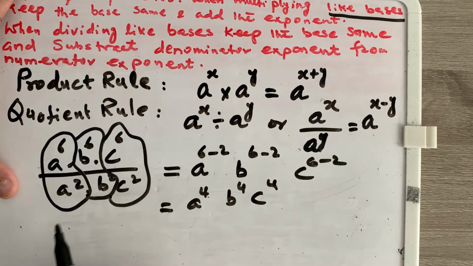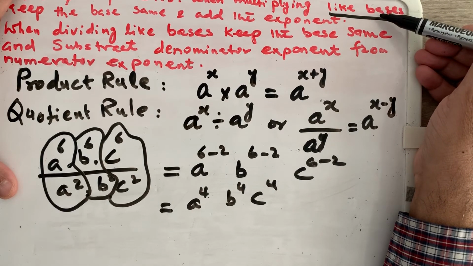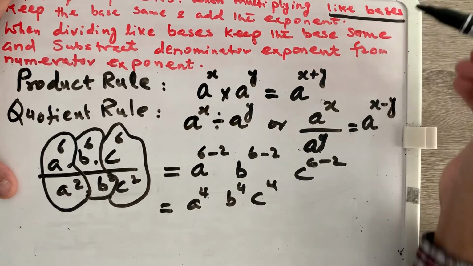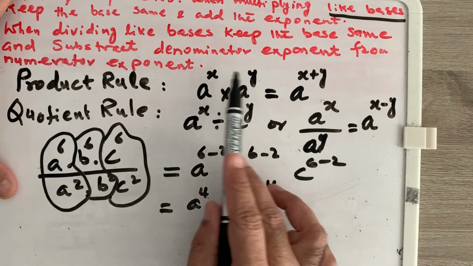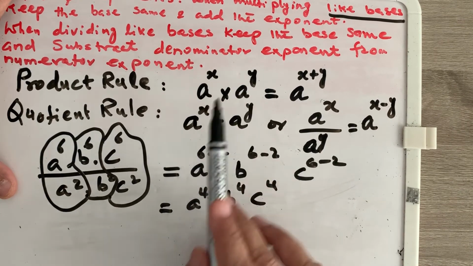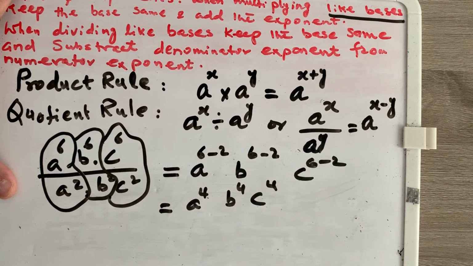So you have to take care of the fact that first you have to see the like bases. Exponent rules or laws of exponent talk only about like bases. If the base is same, you can play with the power. So if they are multiplying, you can add the power. If they are dividing, you can subtract the power. We can take another example.